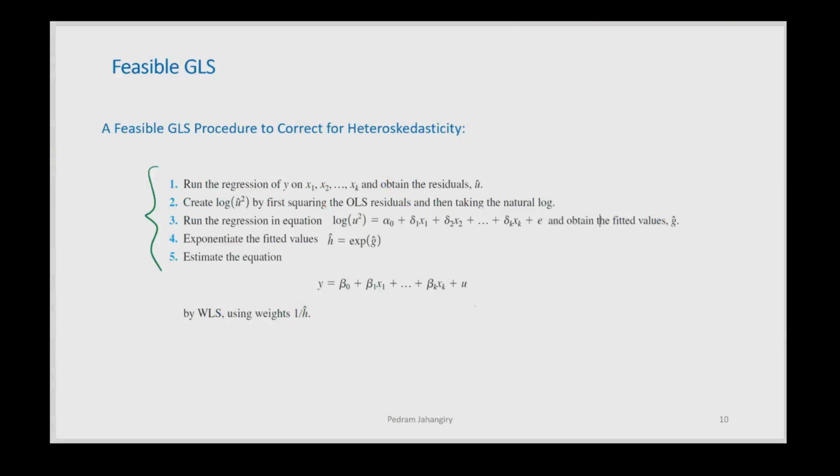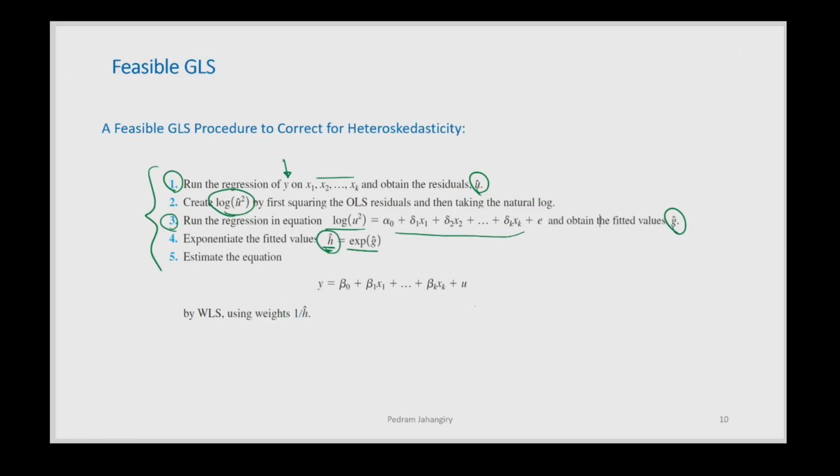Okay. So how do we do it in R? We first run the regression. This is our simple regression, y on all the x's. Save the residual. Then I have to construct the log of u hat squared. And then I have to run this regression, log of u squared on the linear function of x's, and we save the fitted values, we call them g hat. Then we calculate the weights. If I take the exponential of the g hat, I'll come back with the weights. And then I'm done.